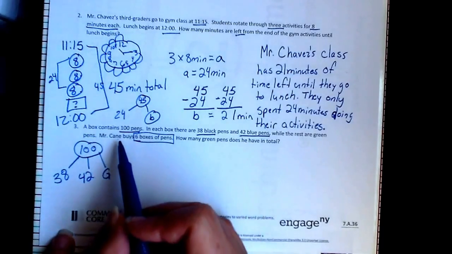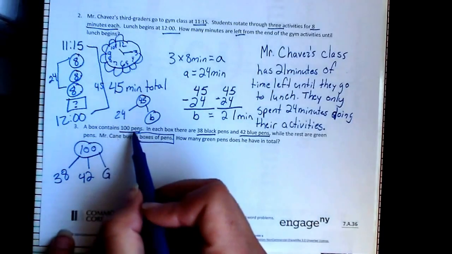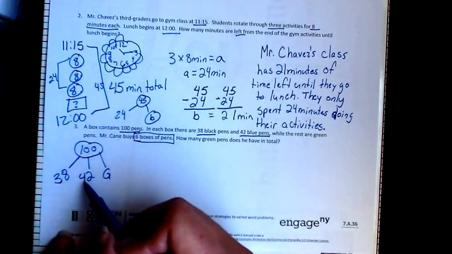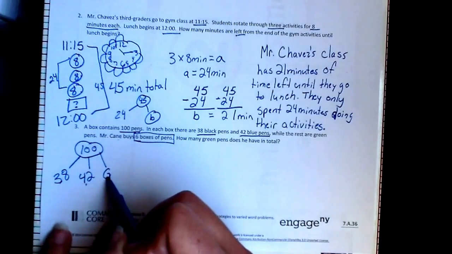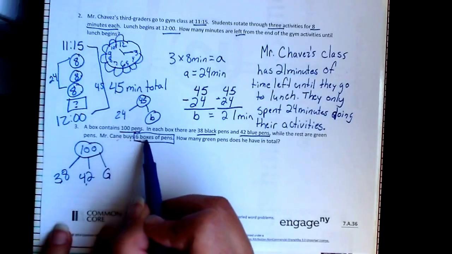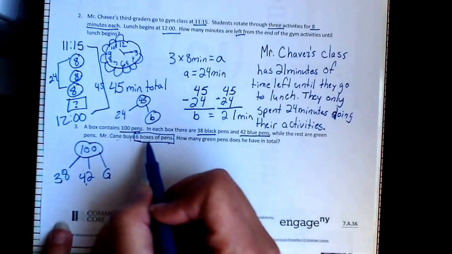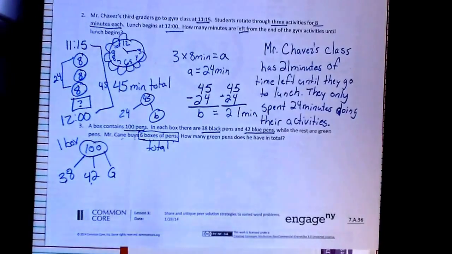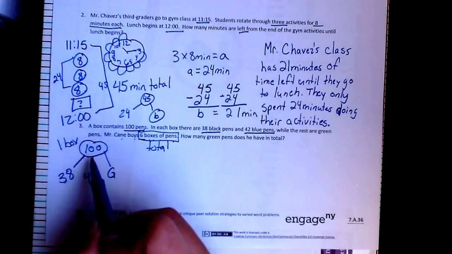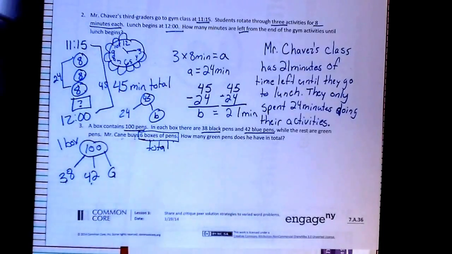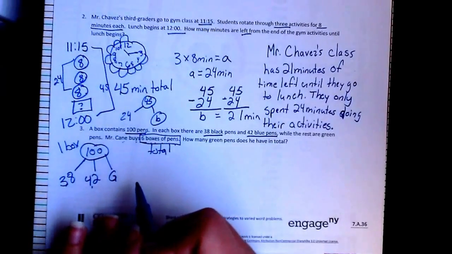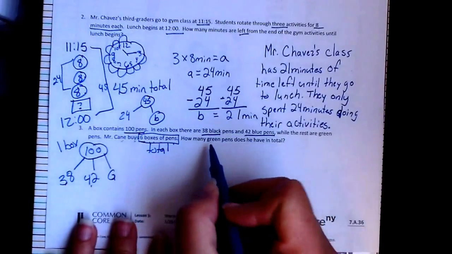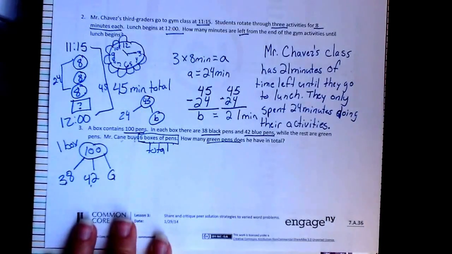So I got to come back and read this one more time. So he has a box of 100 pens altogether. Each box there are 38 black ones, 42 blue ones, and the rest are green. Mr. Kane buys 6 boxes of pens. Ooh, 6 total boxes of pens. So I got to remember that this is one box equals 100 pens, but I'm going to have 6 boxes. So I first need to figure out how many green pens will make with that one box, because I want to know how many total green pens I'm going to have at the end.